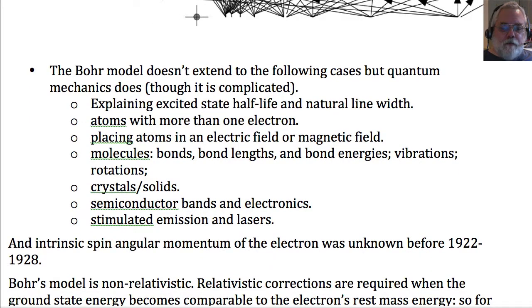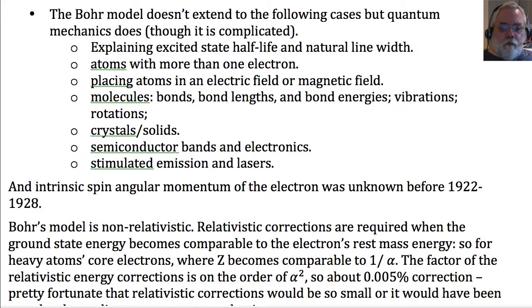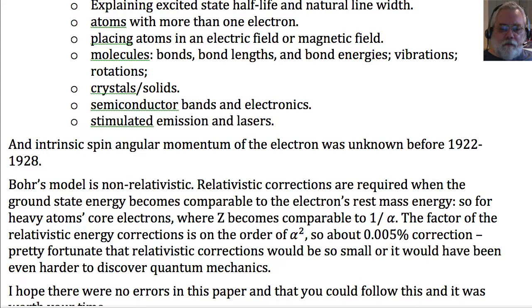An intrinsic spin angular momentum of the electron was unknown before 1922 to 1928. Bohr's model is non-relativistic. It assumes that the electron is traveling substantially less than the speed of light. Relativistic corrections are required when the ground state energy becomes comparable to the electron's rest mass energy. So for heavy atoms, core electrons, where Z becomes comparable to 1 over the fine structure constant.